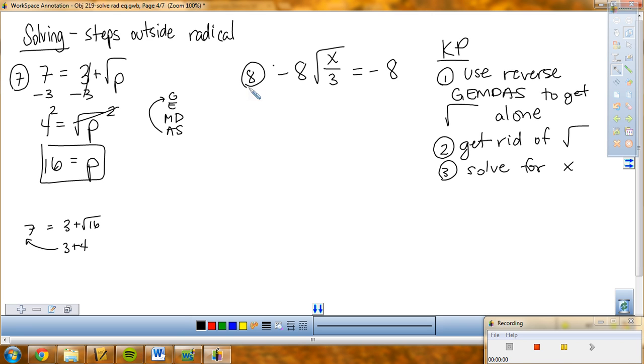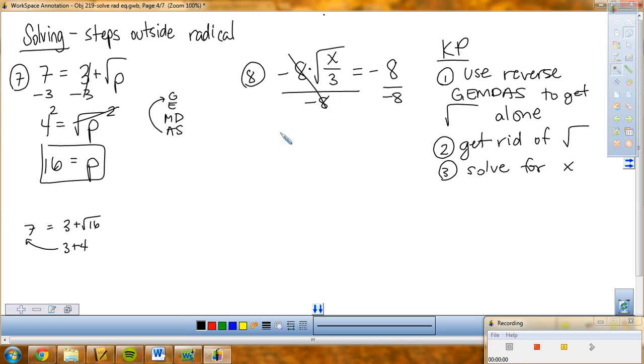So in example number 8, again, we want to use reverse GEMDAS. I want to check. I see that I have this negative 8 out in front of my radical. And so I need to figure out, am I adding or subtracting this negative 8? No, there's really no sign in between my negative 8 and the radical, so then this is multiplication. So I don't have any addition and subtraction to worry about, but I do have multiplication. How am I going to undo multiplication? By dividing by negative 8 on both sides.